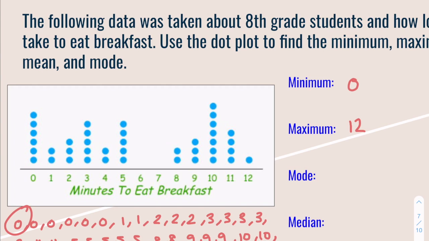The mode is going to be the number that occurs the most often. And honestly, I think it's easier to tell that from the dot plot. The way you would find that on the dot plot is you would look for the number that has the most dots over it. So it looks to me like there are two numbers that have the most dots, 0 and 10. 0 has 1, 2, 3, 4, 5, 6 dots, and 10 has 7. So that means that I have 10 occurring the most number of times, which would make it my mode. You could also go through and count that from the list, but again, I think visually, that's one of the benefits of the dot plot, that you can see that.